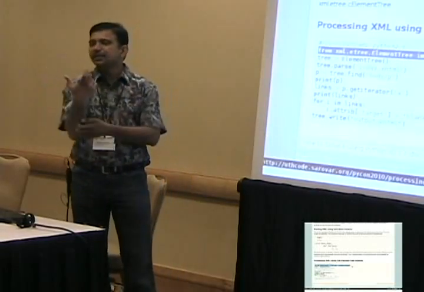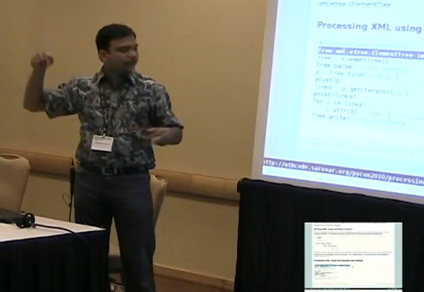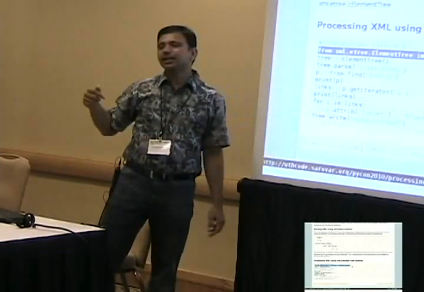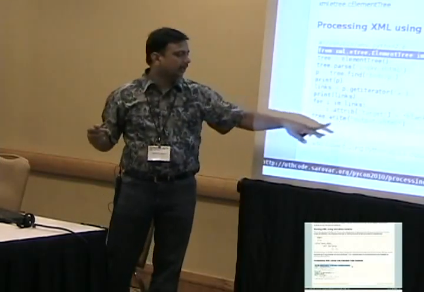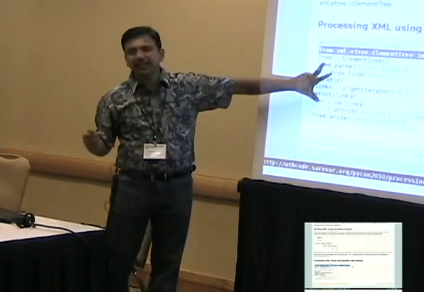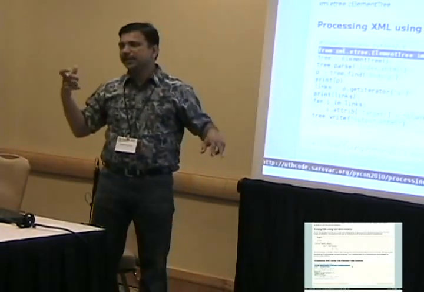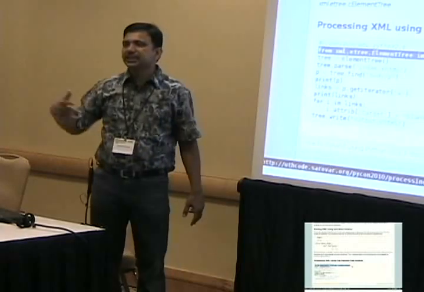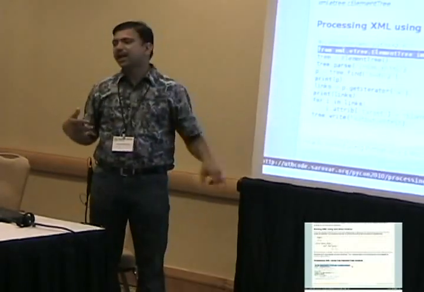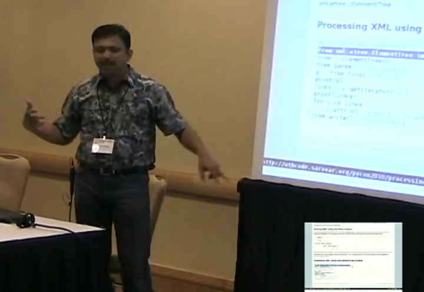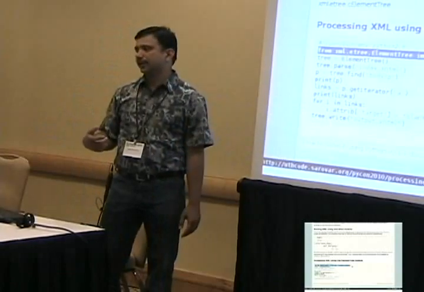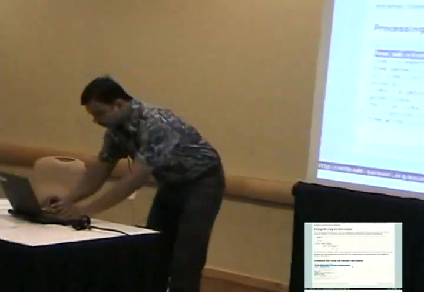I set one of the attribute values, the target, to blank, and I write the tree because I loaded the entire index.html as a tree object. I processed the XML file, added a target attribute to it. I can write it back in the form of an output.xml.